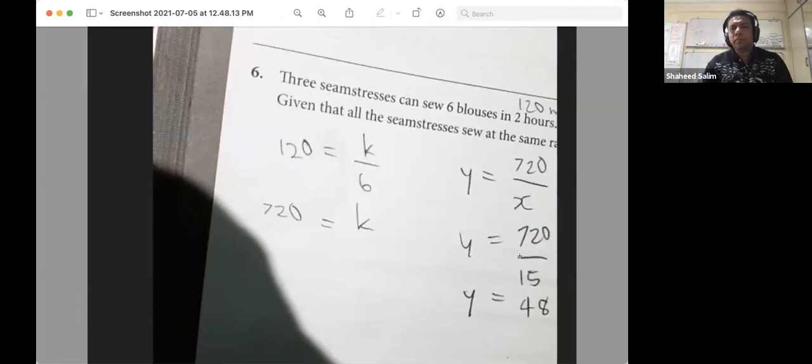Okay, then you divide by 720. Divide by what? 15. I forgot what's the question. You want to show 15 blouses. But it's no longer 3 seamstresses now. It's now 2 seamstresses. So how? Okay.